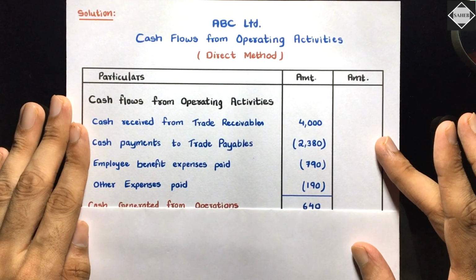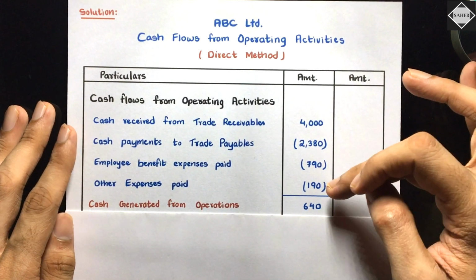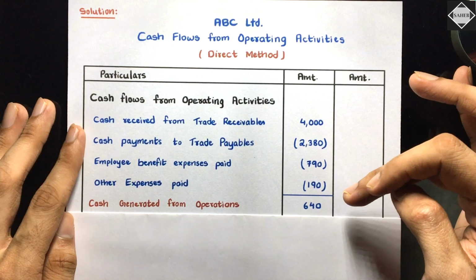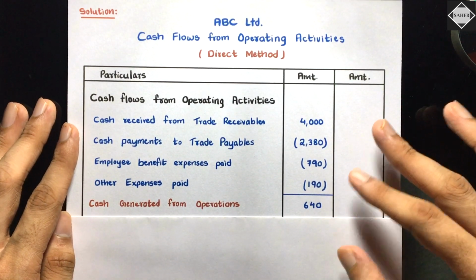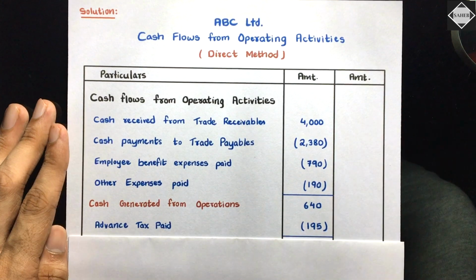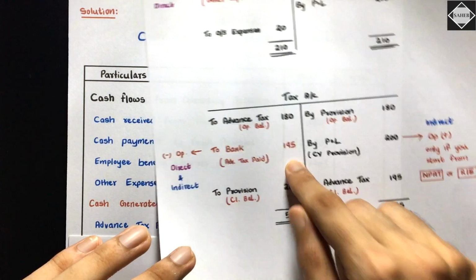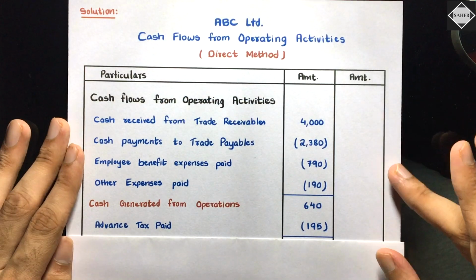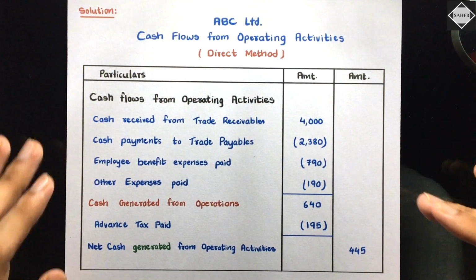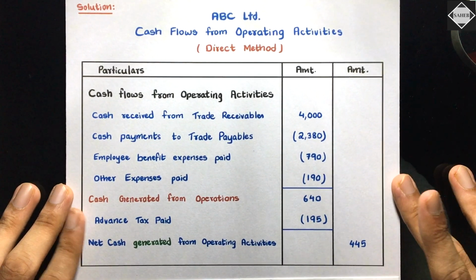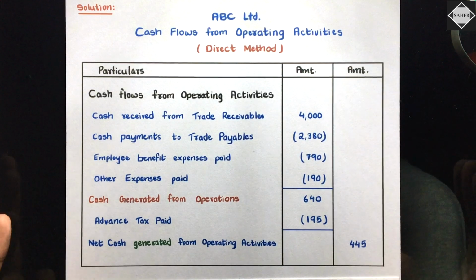So what we'll do, we'll just make a sum. 4000 minus 2380 minus 790 minus 190, that's equal to cash generated from operations. You all know, right? Then we subtract the tax paid. Advanced tax paid 195. We calculated that, right? So just subtract that. 640 minus 195, that is equal to 445. Net cash generated from operating activities. Is it clear? Simple and straightforward, right? This is all what you have to do.